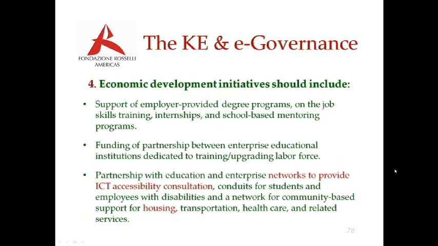The 4th point was the economic development initiative that should include, in my opinion, support of employer-provided degree programs, funding of partnership between enterprise education institutions, and partnership with education enterprise networks to provide ICT accessibility consultation, and we also said before, in particular, housing.